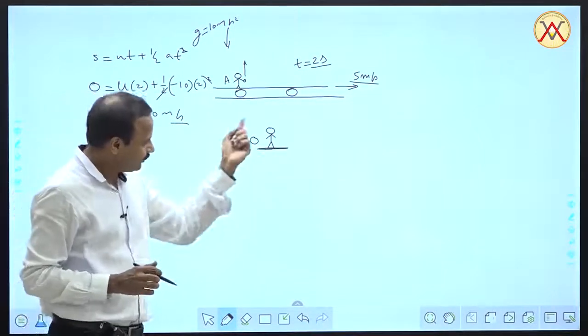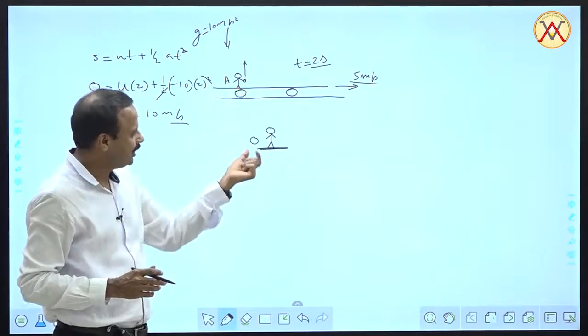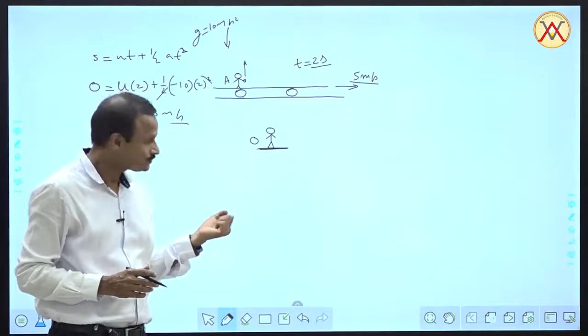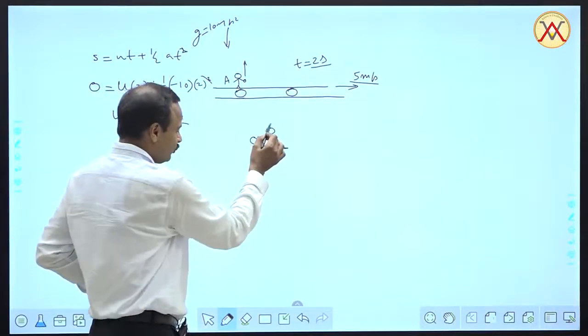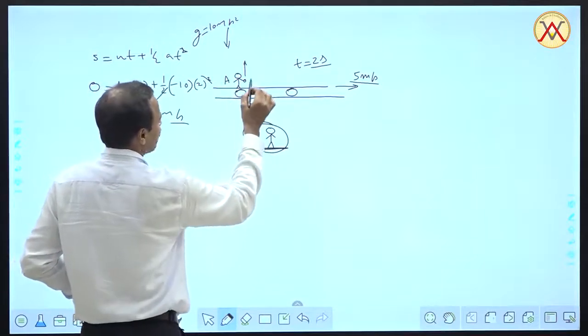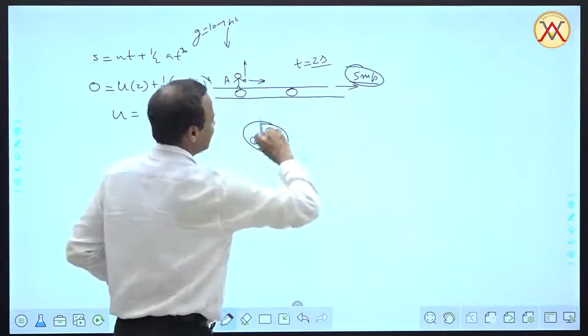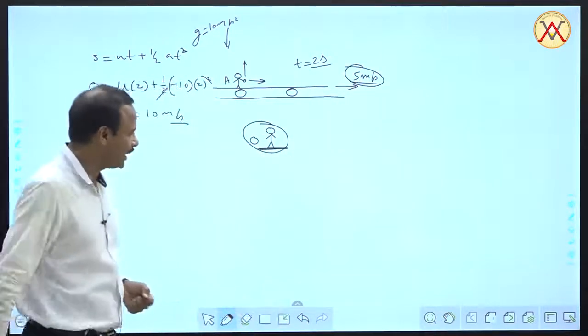Alright, but what about this observer? What will be the path of this ball as seen by this observer? Now for this observer, the ball also has a horizontal component of velocity, and that is how much? Equal to the velocity of railroad car.